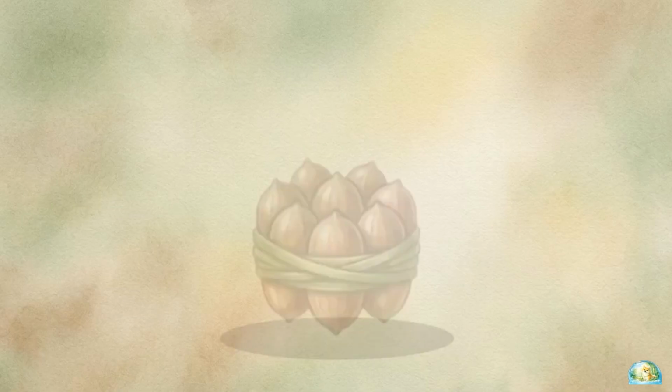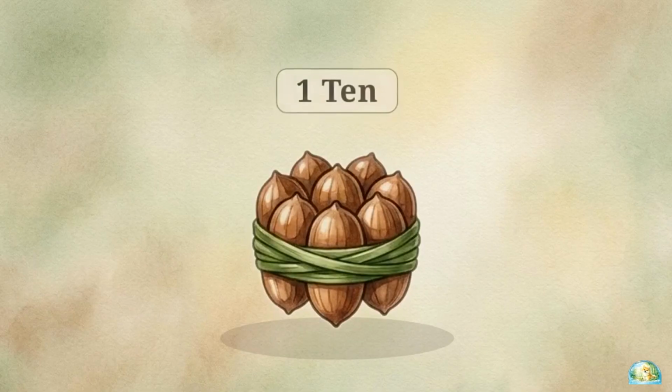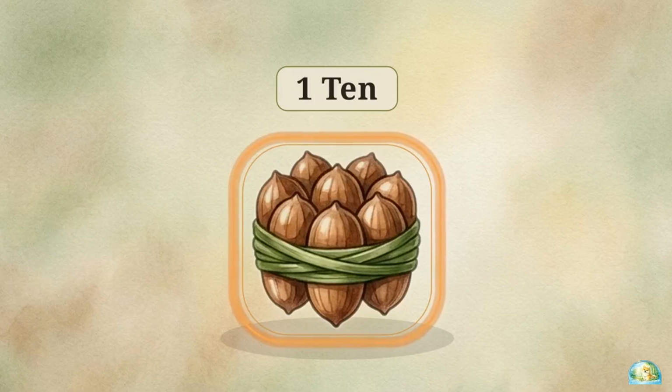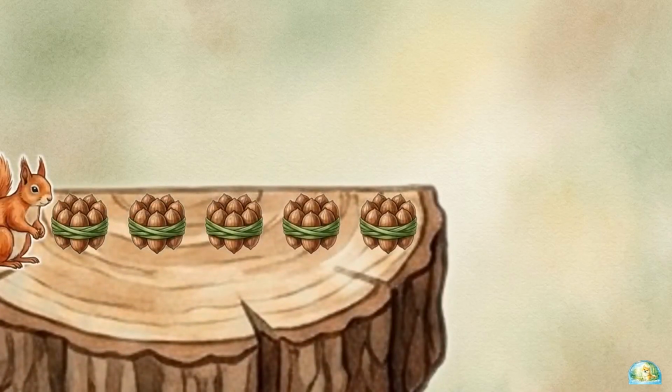Here is our baseline rule. Every closed, banded bundle of acorns represents a whole group of 10. Visualizing these unified bundles stops us from counting by single ones and allows us to see the higher-level structure of tens. At the first obstacle on the shelf, we start with 5 bundles of 10.